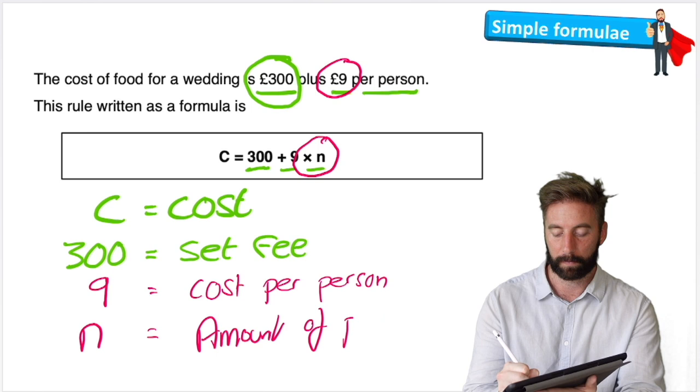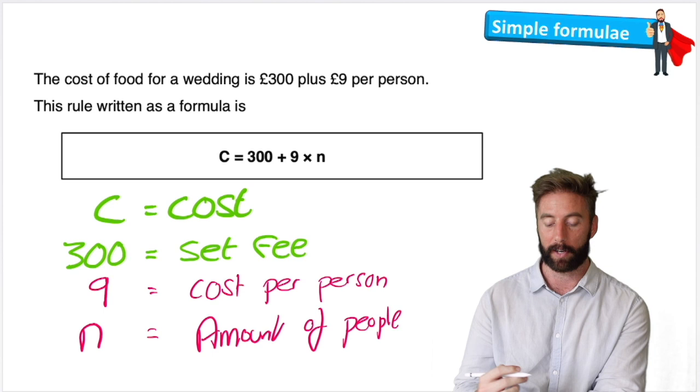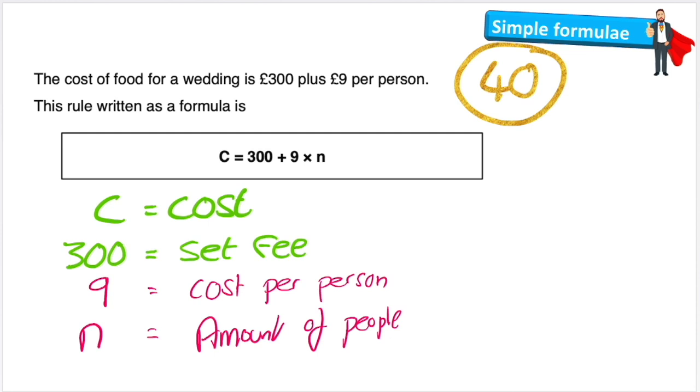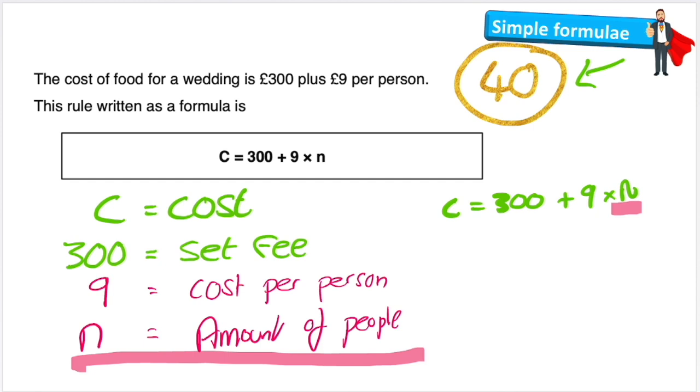Okay, so let's try and use this formula in an example. Let's imagine I'm getting married, and let's say I'm going to invite 40 people to my wedding. Let's find out how much this wedding is going to cost me. So I'm going to start by writing my formula, which is C equals 300 plus 9 times n. And now what I can do is I can start to input some data into my formula. And the data that we have is the 40. We have 40 people coming to my wedding. So I'm going to replace the letter n with the value 40. Because remember, n stood for the amount of people that are going to come. And we know that's now 40. So let's write my second line of my formula, which would be C equals 300 plus 9 times 40.